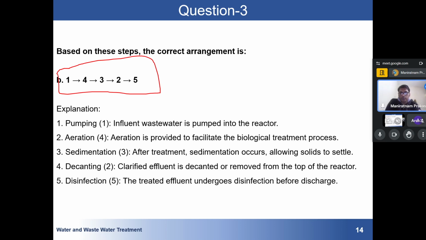So this was a simple question. If you have gone through the lectures you can answer this, but I am here to give some detail on how the SBR works.